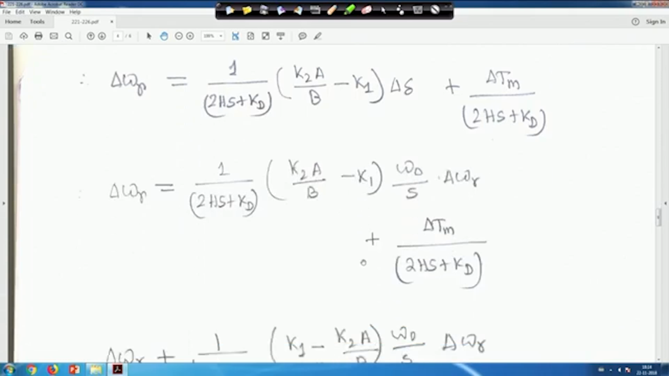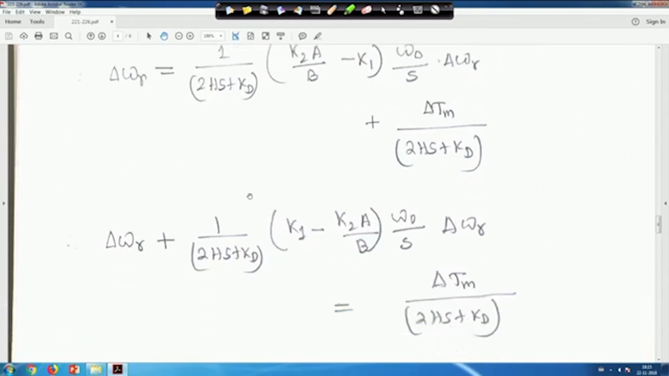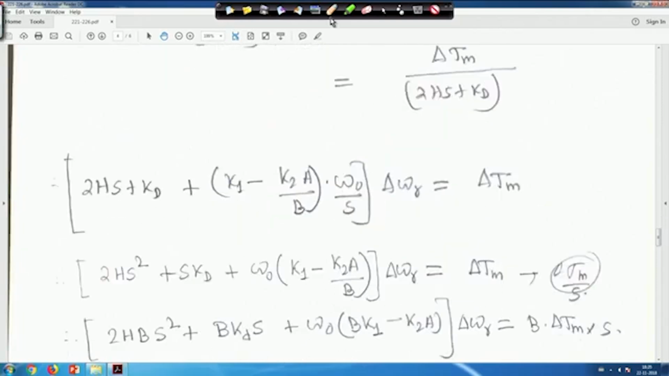That means if you simplify this, I mean bring this delta omega r term to the left hand side and simplify, then that equation can be written like this, right hand side will be delta Tm upon 2Hs plus Kd. So, first what you can do is delta Tm by s, that we will replace later. First you see this s is there.